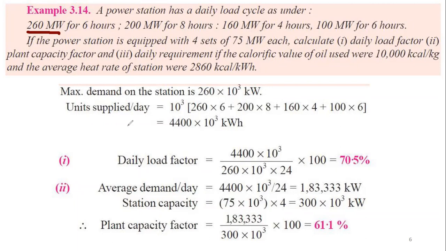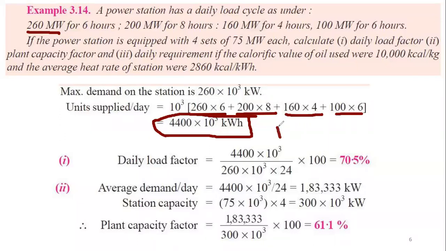Now calculate the whole energy produced throughout the whole day. That will be 260 for 6 hours, 200 for 8 hours, 160 for 4 hours, and finally 100 for 6 hours. So these are the 4 data. If we sum everything, the amount of kilowatt hour that we get will be the amount of power generated throughout the day. In a day we have 24 hours, so if we divide this value by 24 hours, we will get the average demand, or average load.